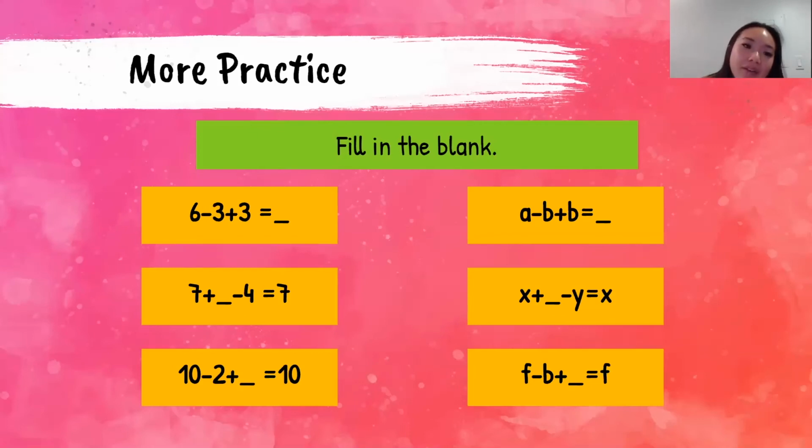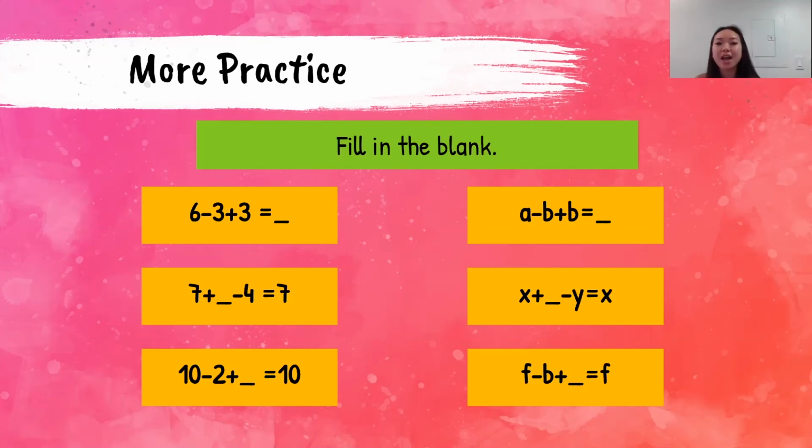So now I have 10 minus 2 plus blank equals 10. So if I had 10 out first, and then I subtracted 2, that would leave me with 8, and then I would have 8 equals 10. So then I know that I have to add 2 to the 8 to make 10, so that's how I get my answer of 2. So then it would be 10 minus 2 plus 2 equals 10.